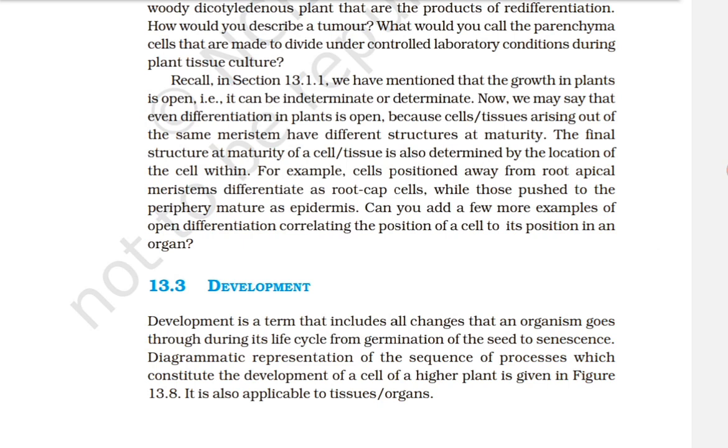Next is development. Development is a term that includes all changes that an organism goes through during its life cycle from germination of the seed to senescence. Diagrammatic representation of the sequence of processes which constitute the development of a cell of a higher plant is given in figure 13.8. It is also applicable to tissues and organs.